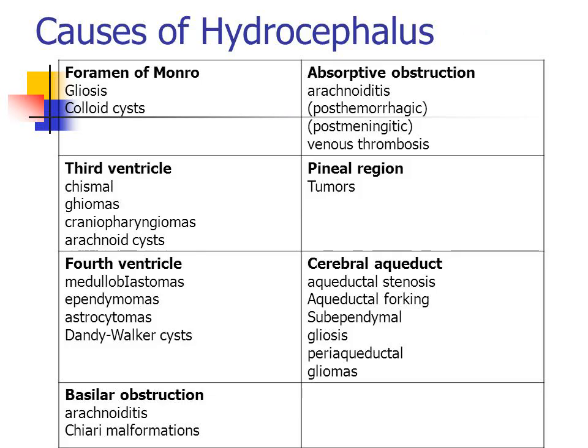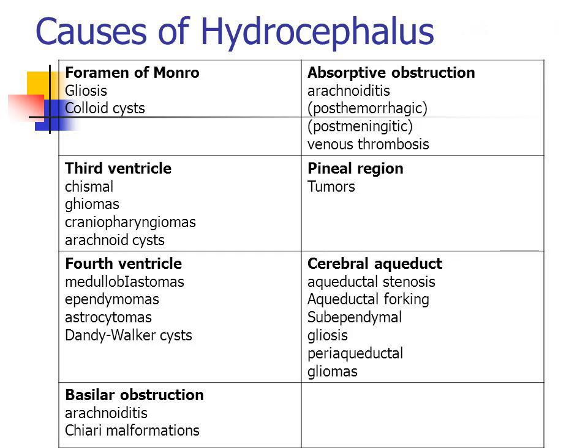Infection. Causes of hydrocephalus. Foramen of Monro: gliosis, colloid cysts. Absorptive obstruction: arachnoiditis, post-hemorrhagic, post-meningitic, venous thrombosis. Third ventricle: chiasmatic gliomas, craniopharyngiomas, arachnoid cysts.